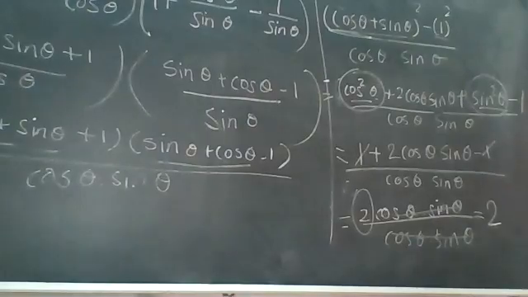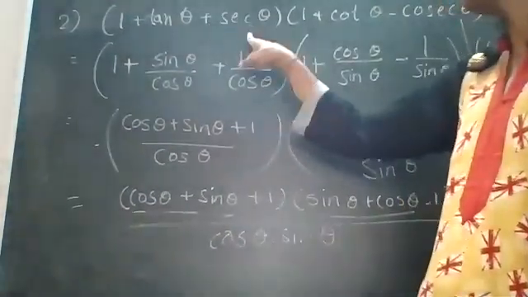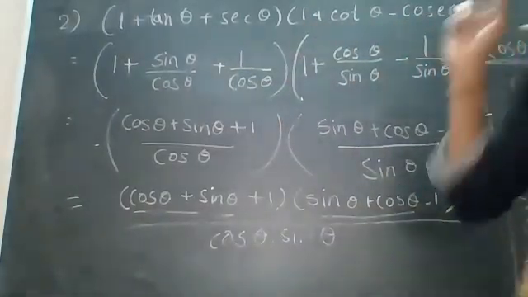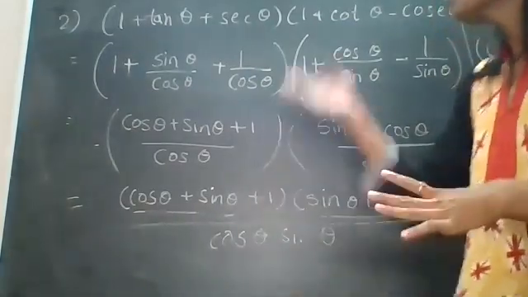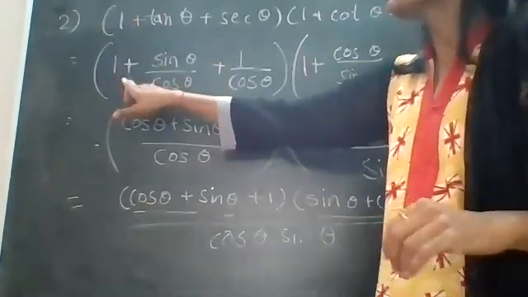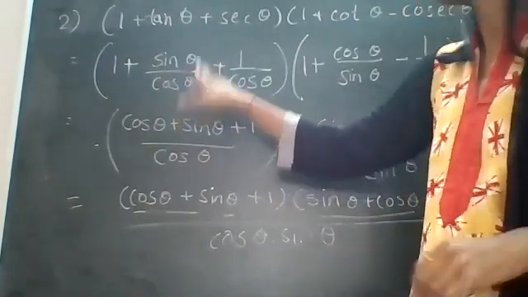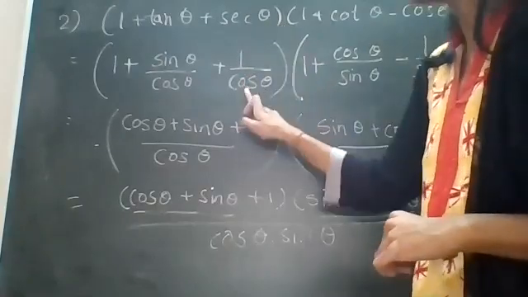Yes, ma'am. Still, just repeat the whole sum one more time. Look over here. Here we have 1 plus tan theta plus sec theta into 1 plus cot theta minus cosec theta. Here no square is there, so we are not going to use the trigonometric identities. We are just simplifying it by putting cos and sin. So 1 remains as it is. Instead of tan theta, we have kept sin theta upon cos theta. Instead of sec theta, we write 1 upon cos theta.